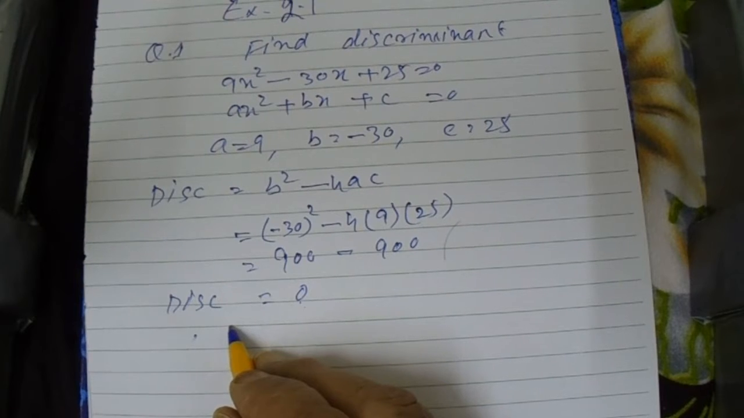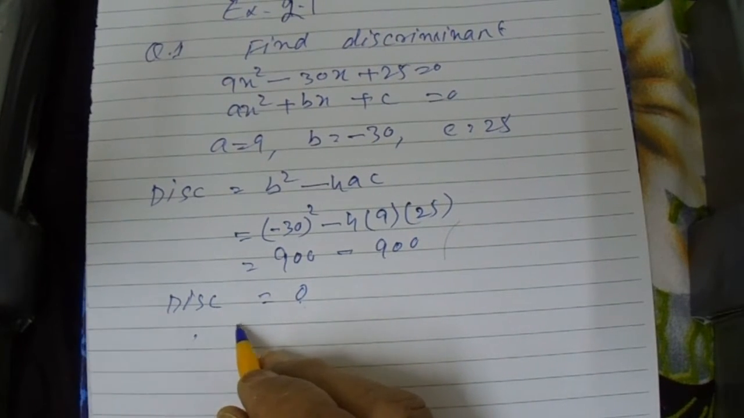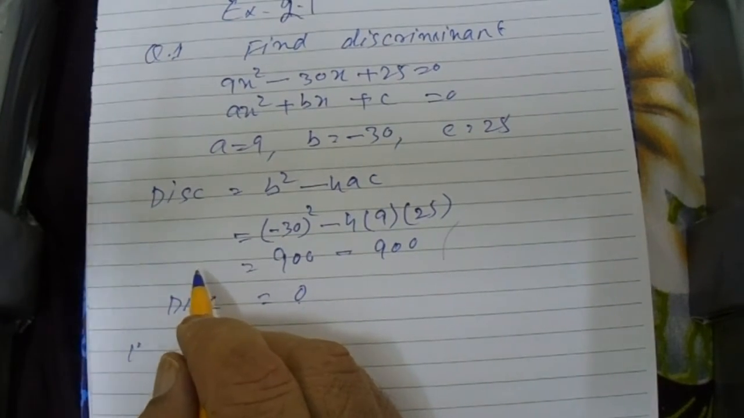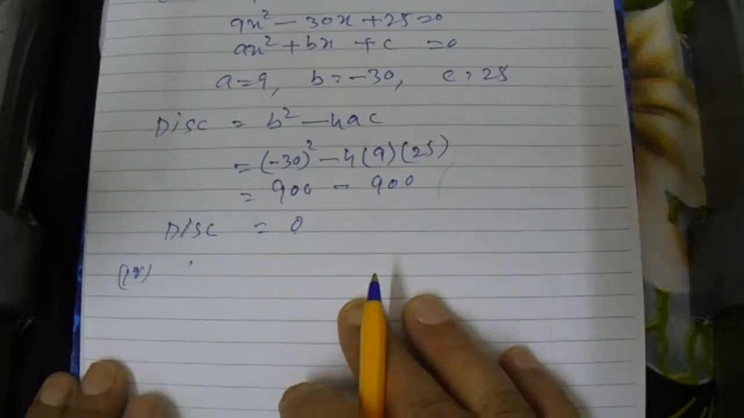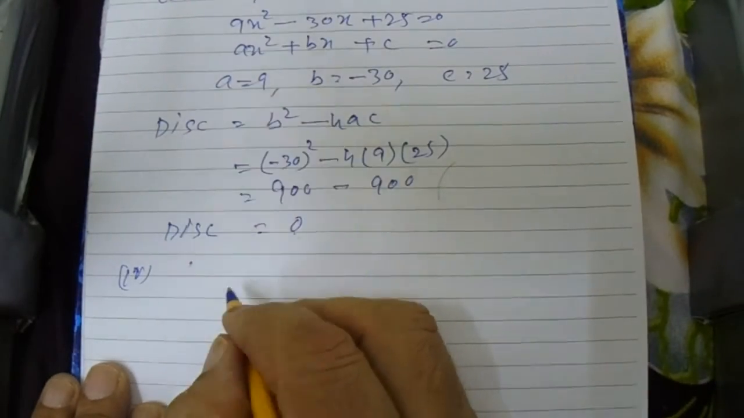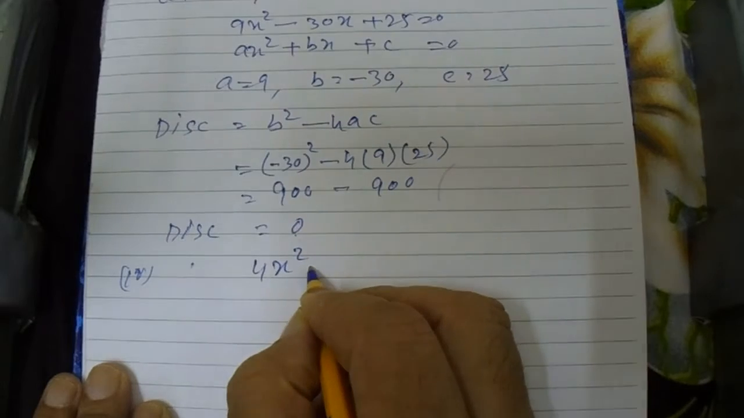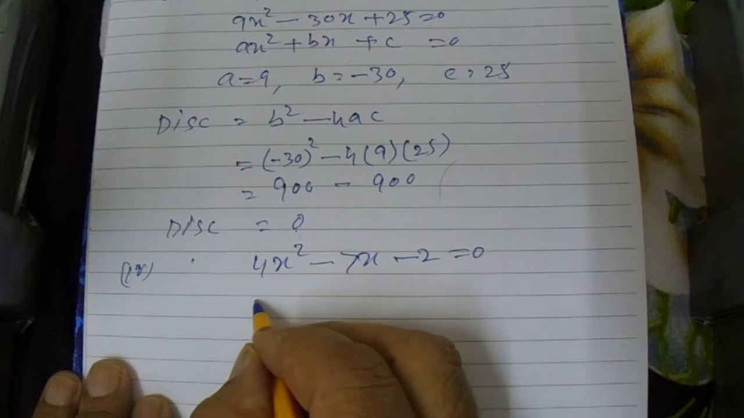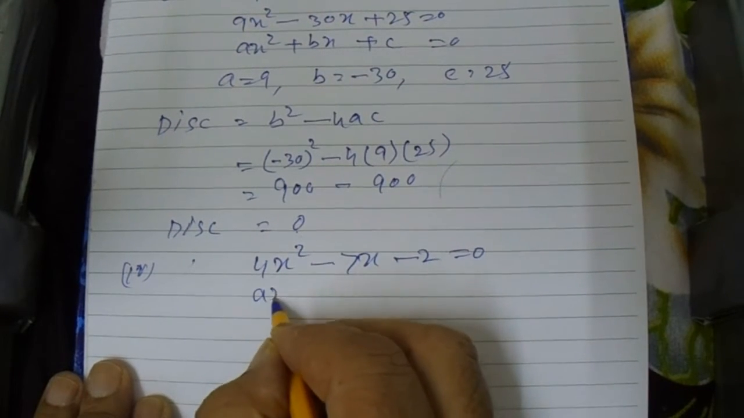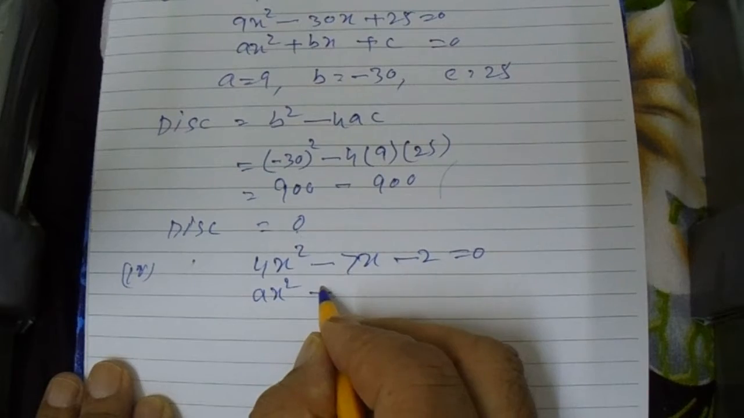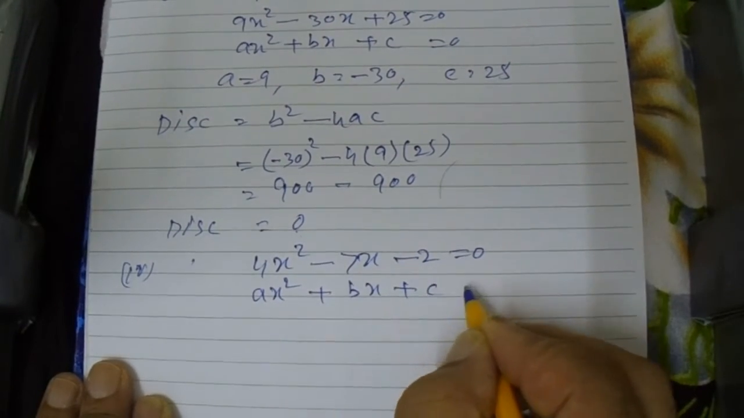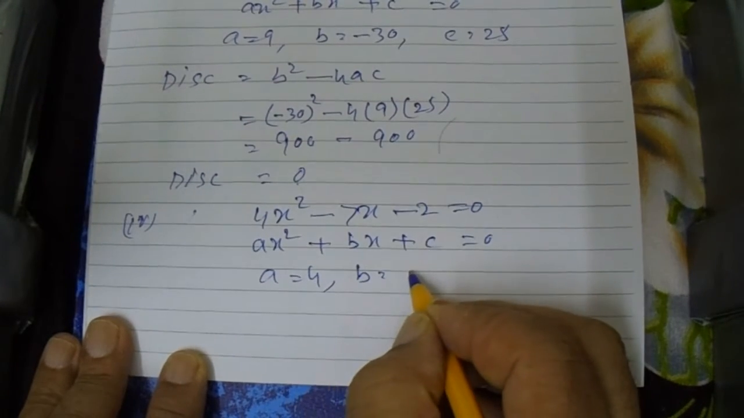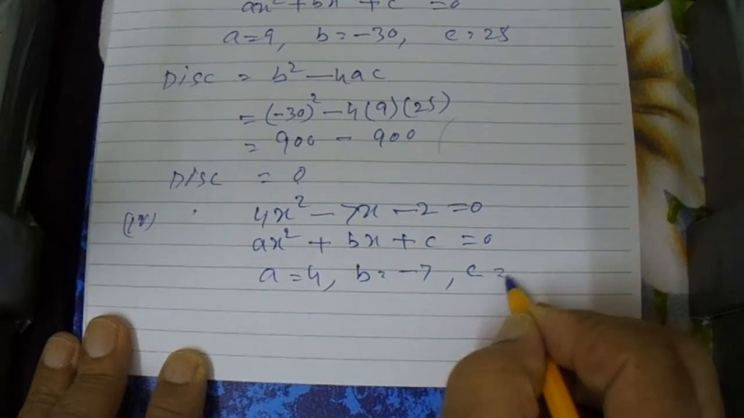Here in this question we only find the discriminant. Now the second part, this is the third part, and I solve the fourth part. Write here 4x square minus 7x minus 2 is equal to 0. Now we write the standard form of the quadratic equation, ax square plus bx plus c is equal to 0. Here a is 4, b is minus 7 and c is minus 2.